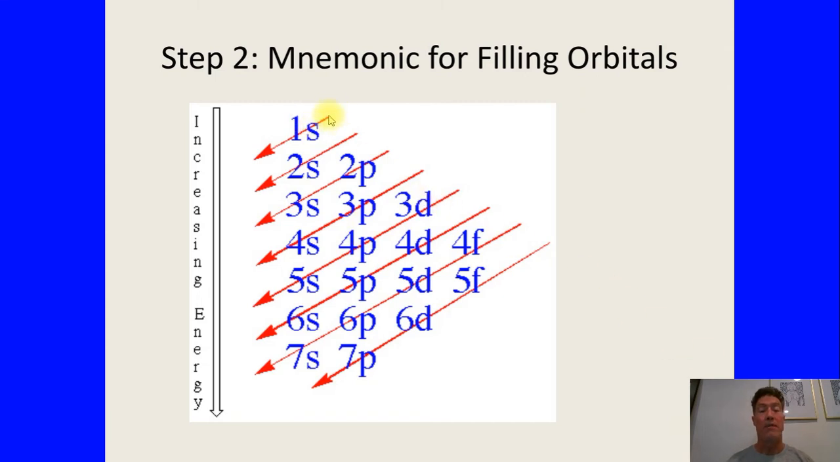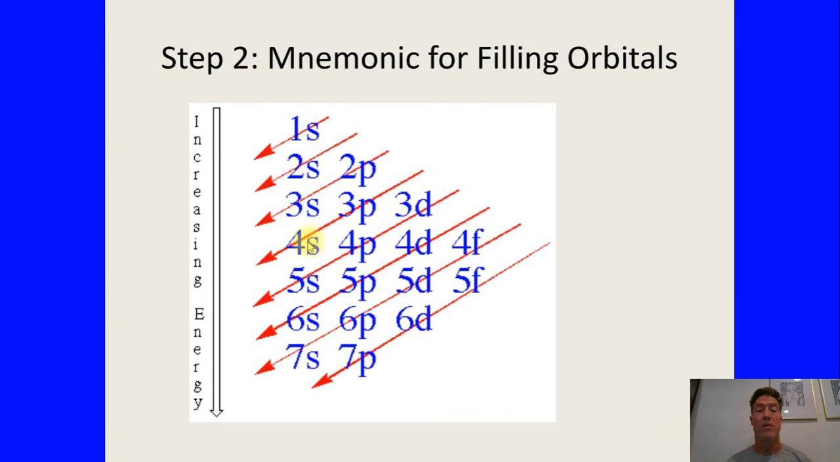We're going to fill them this way. We're going to fill them starting with 1s², and then 2s², and then 2p⁶, and then 3s², and then 3p⁶, and now kind of unexpectedly 4s² before we go back to 3d¹⁰. Then 4p⁶, 5s², 4d¹⁰, 5p⁶, 6s², and so on. 4f¹⁴, 5d¹⁰, 6p².